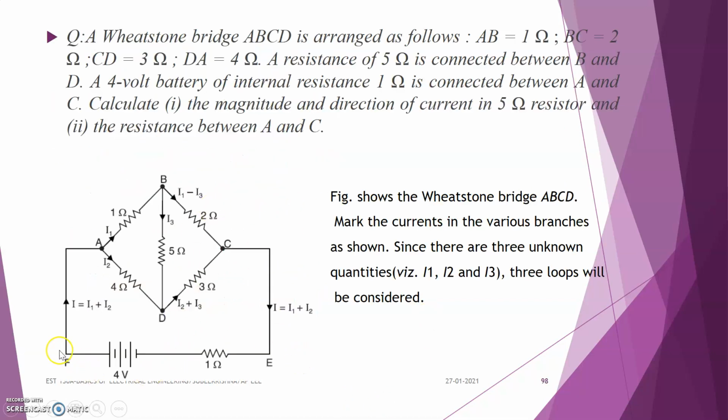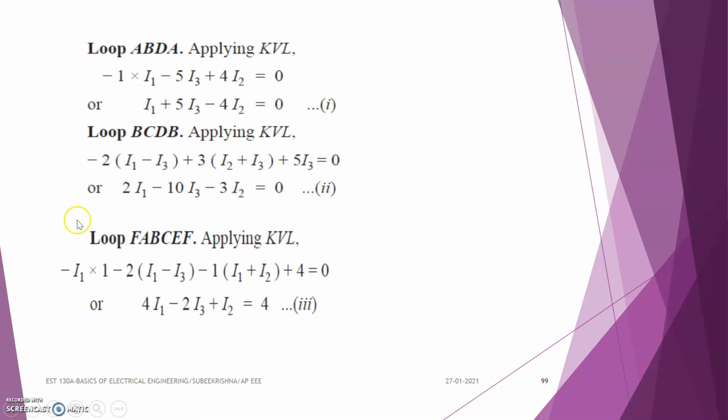That is FABCEF. This is the third loop, FABCEF. And the loop equation is minus I1 into 1 minus 2 into I1 minus I3 minus 1 into I1 plus I2 plus 4 is equal to 0.